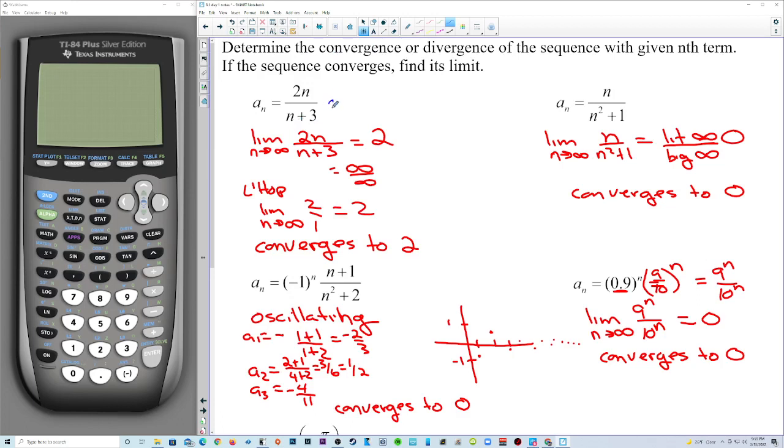So this converges to 2, because the limit, as n approaches infinity, of this rational function, that's ending behavior, the powers are the same. Now I used L'Hopital's to do this, but we know about ending behavior. Here, the power on the bottom is bigger, so it's like little infinity over big infinity. This converges to 0.